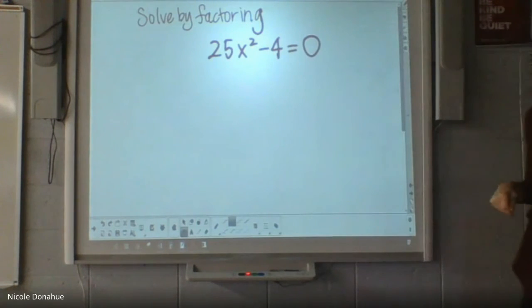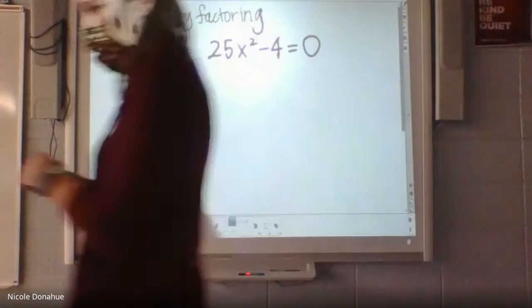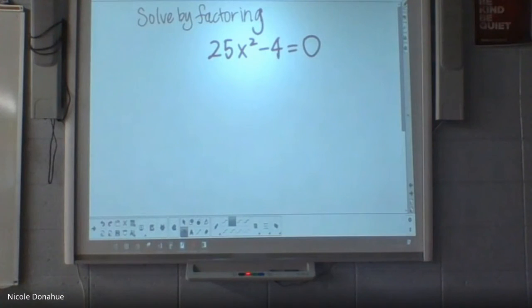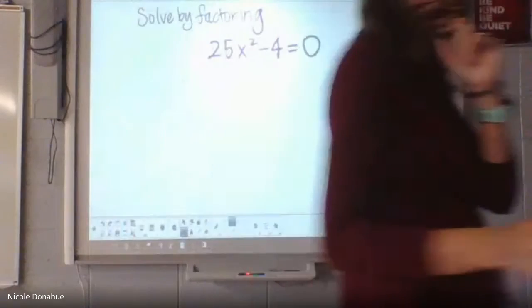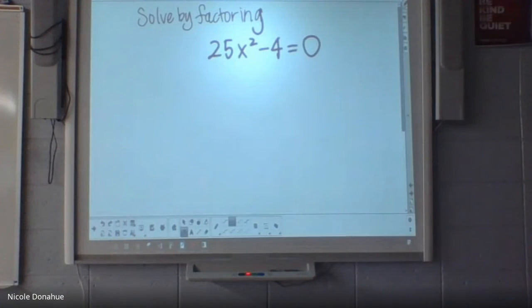Okay. So do you remember 2 terms? If this says to solve by factoring, it's 2 terms. This is their first column. It's called difference of squares. So since they're both perfect squares and they're subtraction, you should be able to use their perfect squares.